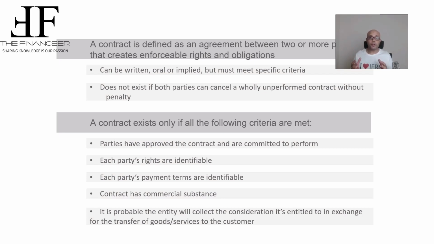The collectibility is not available in the contract, so it is not a contract. The company cannot recognize revenue for something it's not sure to collect from the customer. So if the company is missing one of these conditions in the contract, it is not a contract, and the company will not be able to continue in the remaining steps of the model, and the company cannot recognize revenue for this contract.